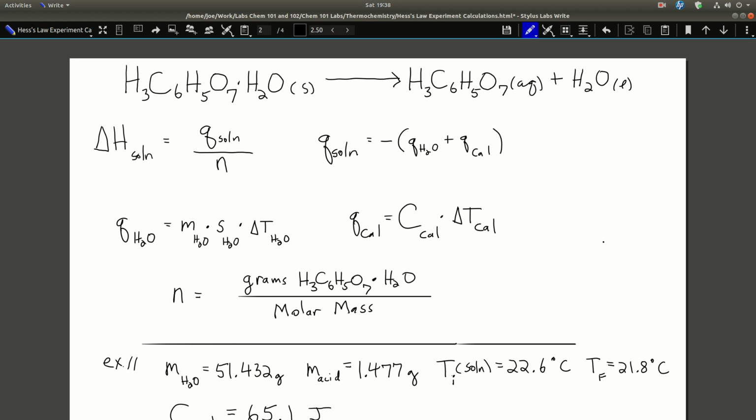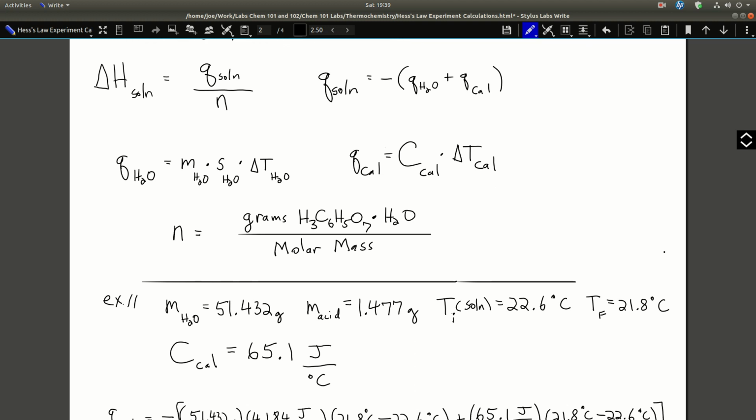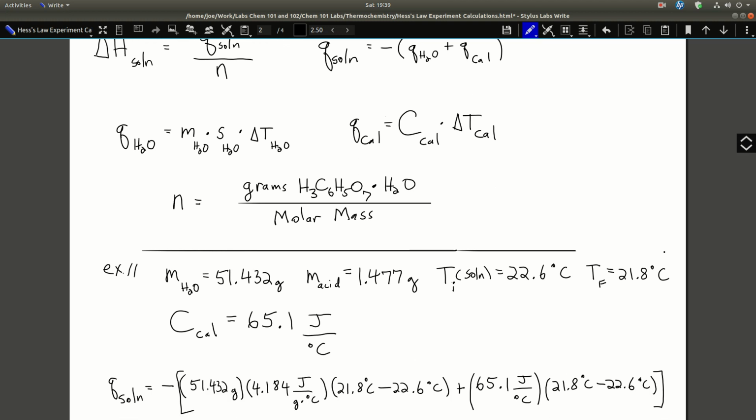So first, let's look at the heat of solution of the citric acid monohydrate. The change in enthalpy of solution for that will be just the Q of solution over the number of moles. Q of solution of the acid is going to be negative Q of the water plus Q of the calorimeter. Q of the water is m s delta T of the water. Q of the calorimeter is the calorimeter constant times the delta T. Remember, we figured out our calorimeter constant in part A, the first part of this experiment. And then n over here is just the grams divided by the grams per mole of the citric acid monohydrate.